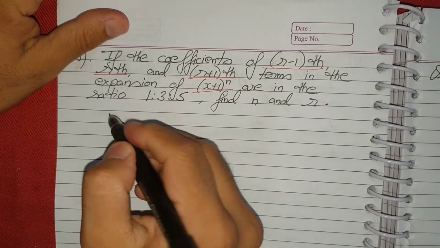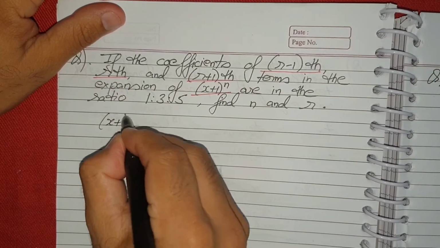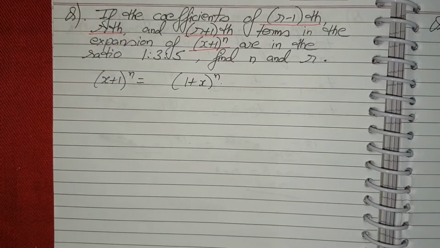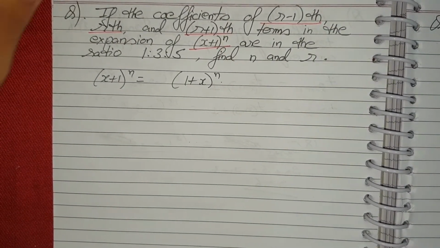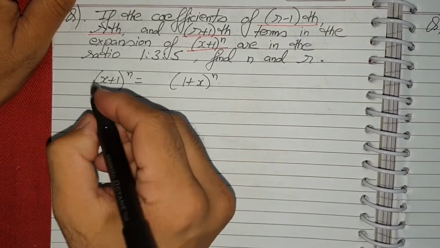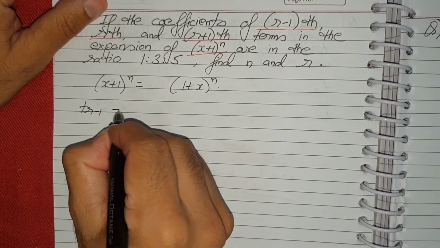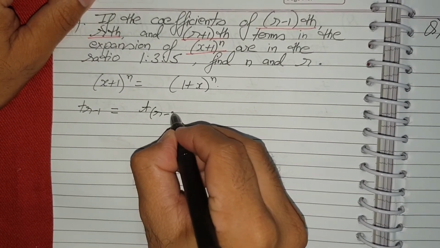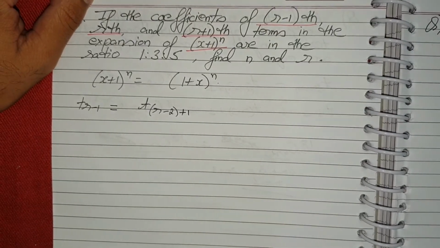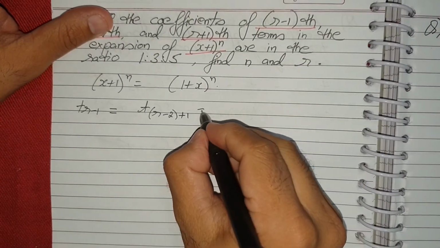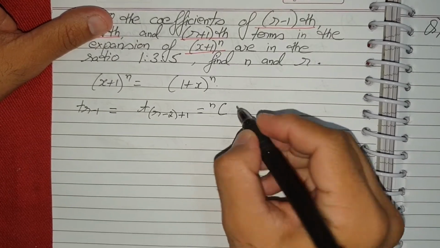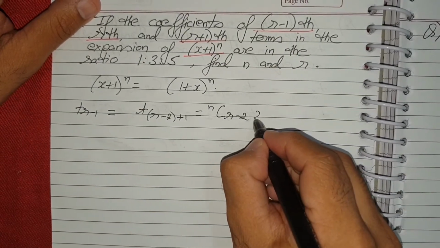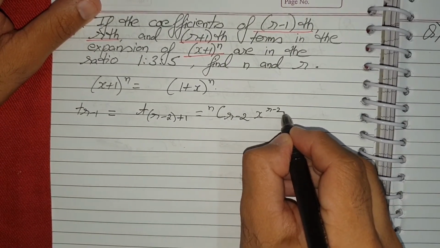Okay, so what's given to us is (x+1)^n. So this we can write as (1+x)^n. Now, first is the (r-1)th term. The (r-1)th term, you can write it as T(r-2+1) to make it T(r+1). So this will be nCr-2 x^(r-2).